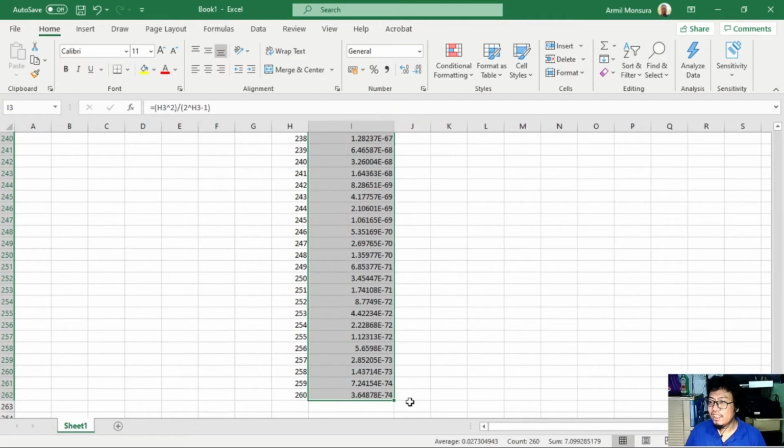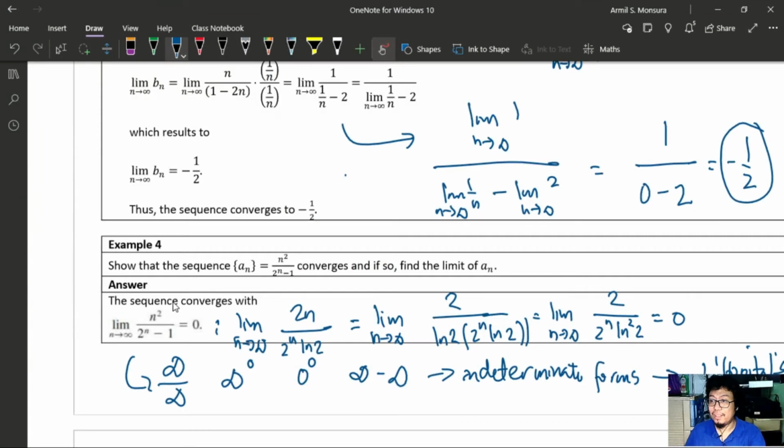Here, the exponent is already negative 74. This means 3.646878 times 10 raised to negative 74. That's a very small number already. Even if this becomes 70, 71, even if you change your exponent from negative 68 to negative 74, that really makes a very small difference if you're talking about 0. So here, we can consider that your limit is actually converging to 0. Those are the various ways that we can evaluate the limits of sequences.